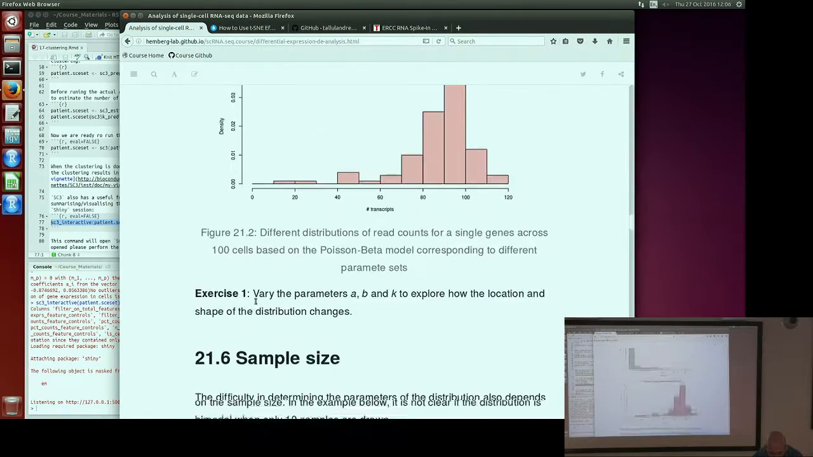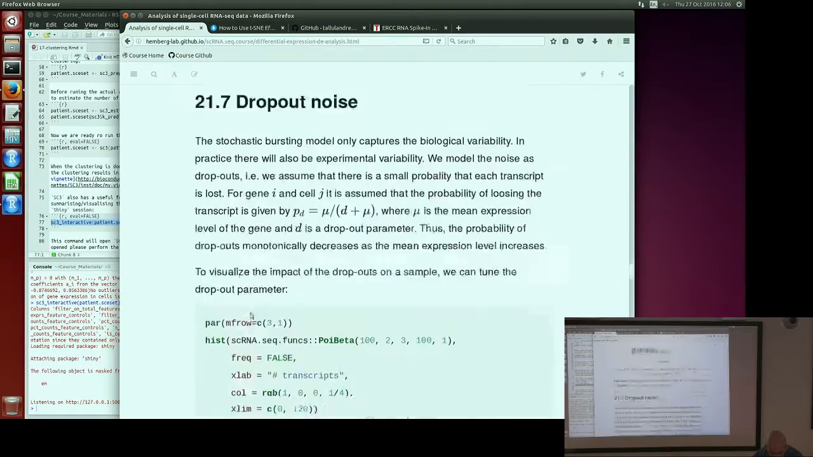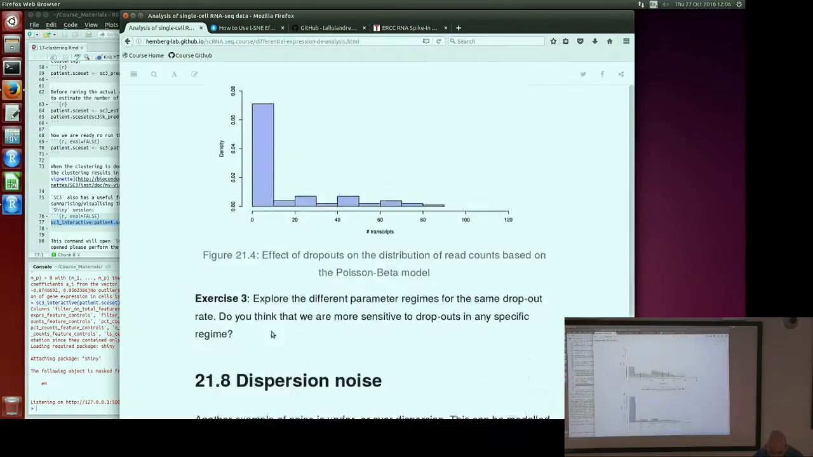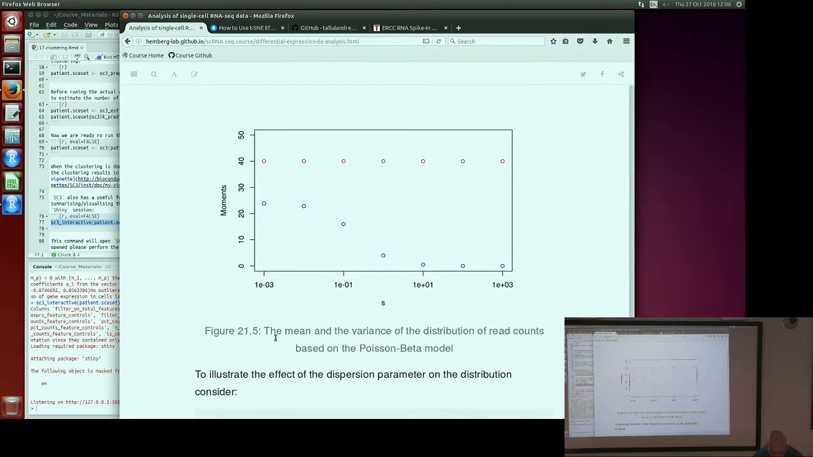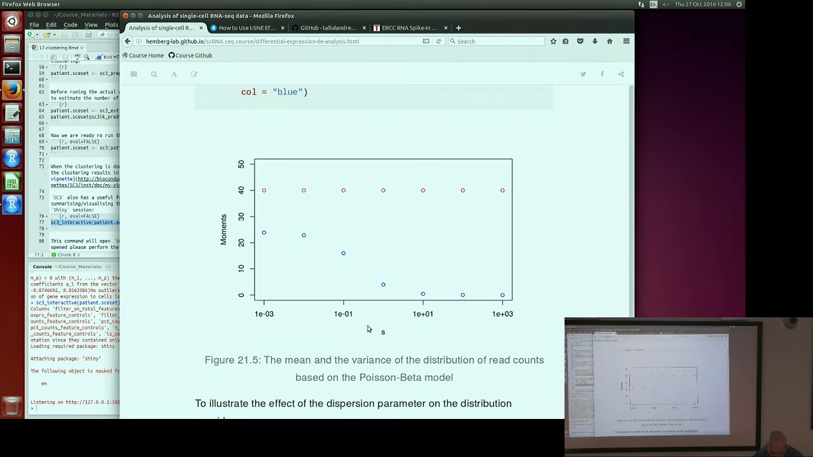So I've plotted this here. Here I'm only changing S, and I am plotting the variance and the mean in red and blue.